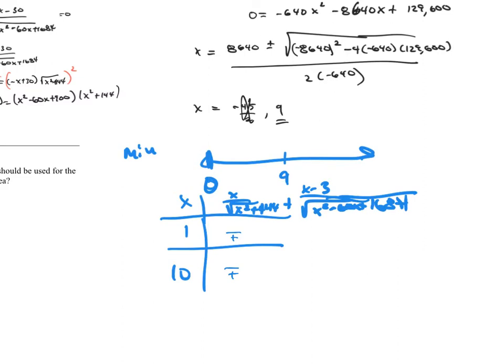I would have 1 over the square root of 1 plus 144, 145, okay, and then you do 1 minus 30, so that's a negative value on that second one. That negative value is going to be bigger than the positive value, so that entire interval is going to be negative. I plug in 10, so I'm going to have 10 over something plus 7 over something. That 10 over something is going to be bigger. That ends up being positive.